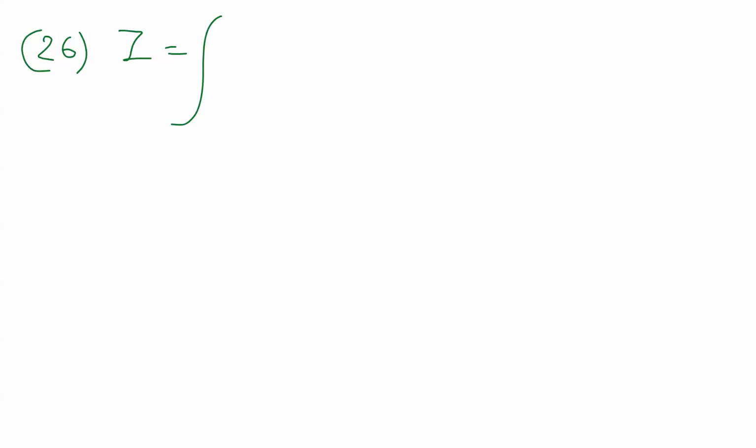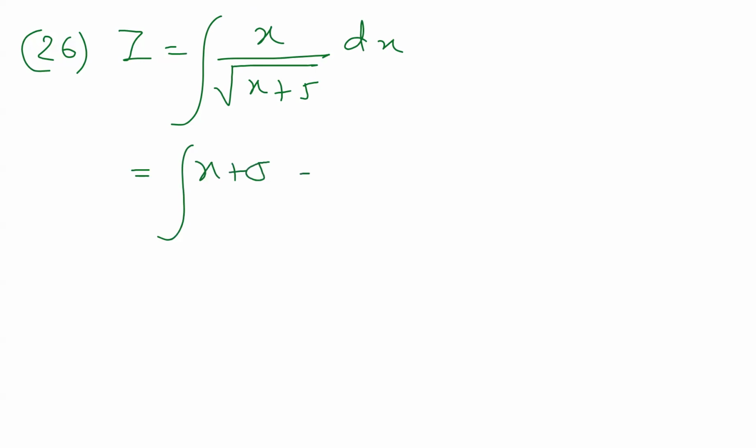Integration of x root x upon root x plus 5. Now the degree of the numerator and denominator is same. Forget about that root, but then x raised to 1, x raised to 1 both places. So we'll make numerator same as denominator. So plus 5 minus 5. So we made numerator same as denominator, but then to adjust plus 5 we have to subtract minus 5.